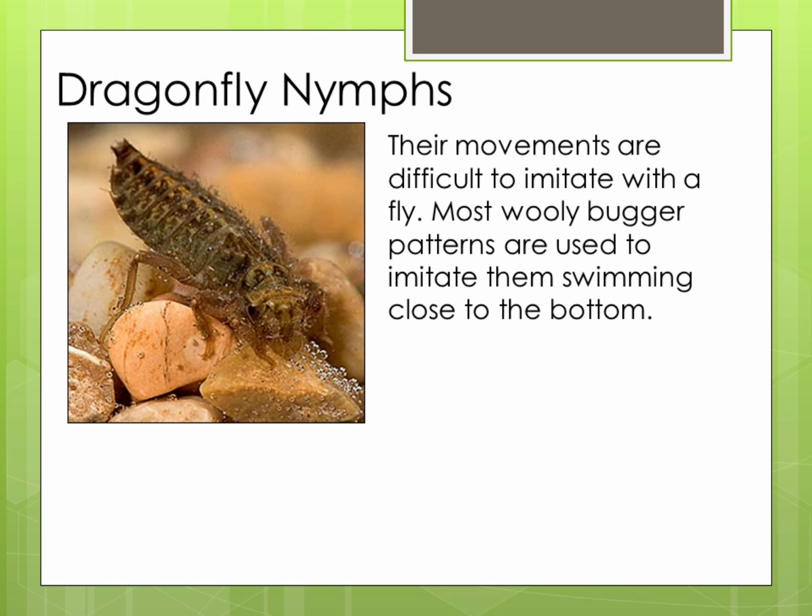Since dragonflies have a 4-year life cycle, they're ranked number 9. Nymphs can be found along shorelines in deep water in late spring. Their underwater activity makes them difficult to imitate with a fly, and most people just catch them with a woolly bugger that's being pulled close to the bottom.